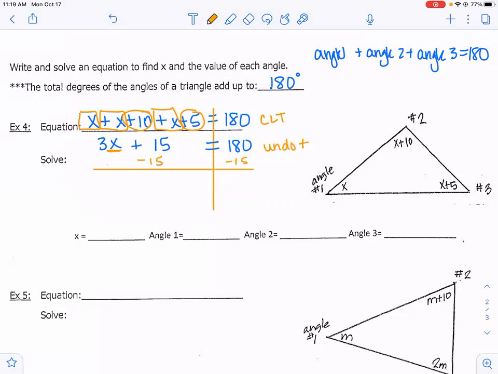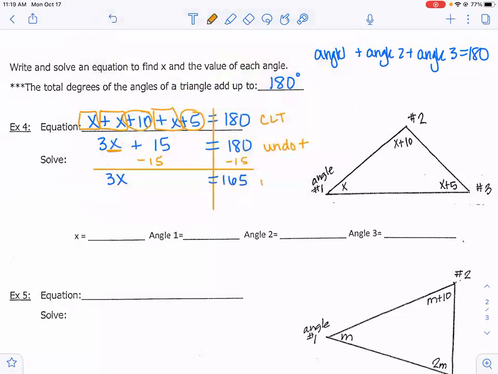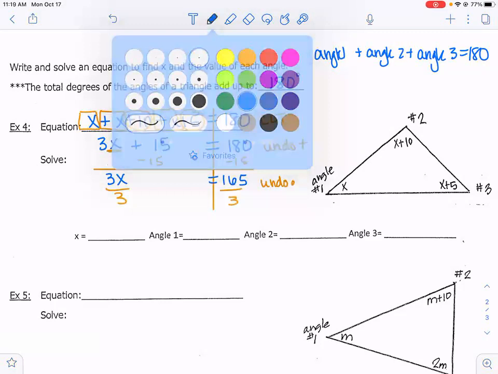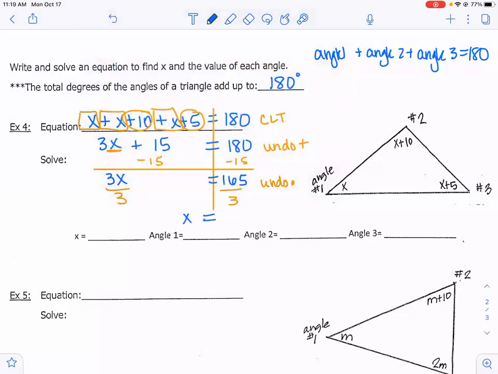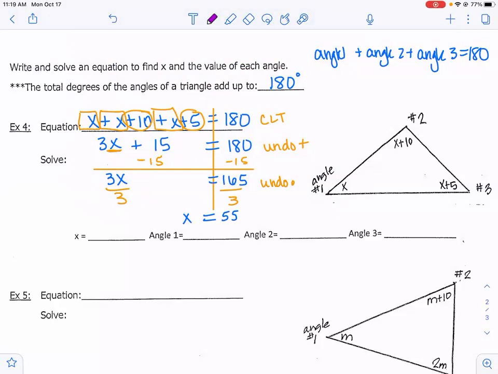Ryan, you're my human calculator over there. I'm asking what 180 minus 15 is. 165. Okay. Now, I think Ryan wants us to undo the multiplication by dividing by 3. Okay, so this is what we need.